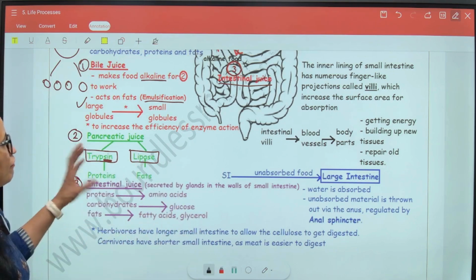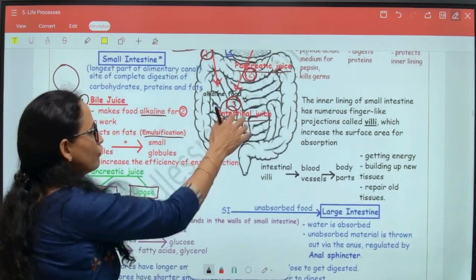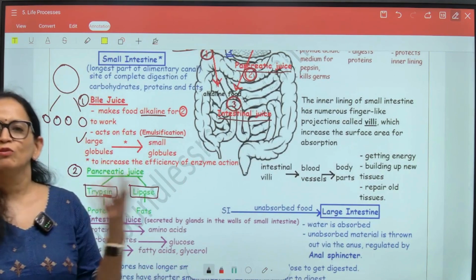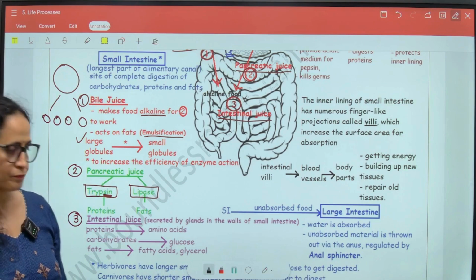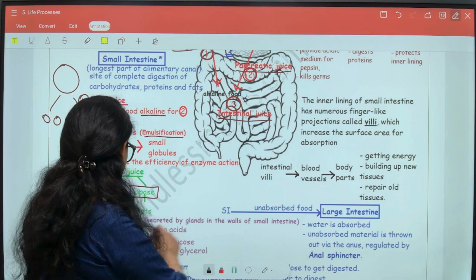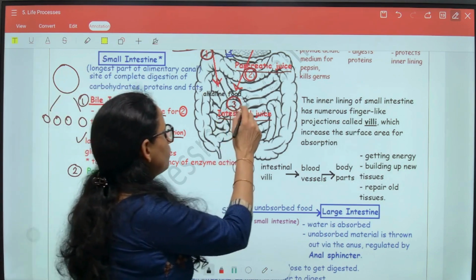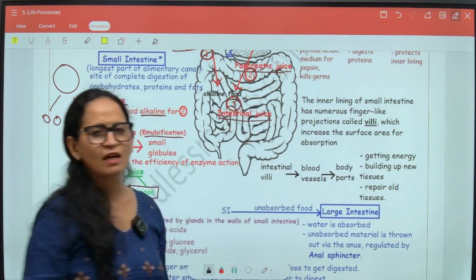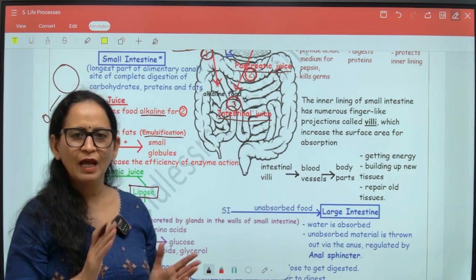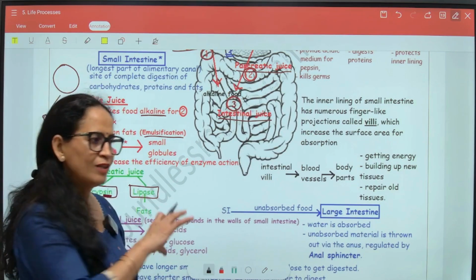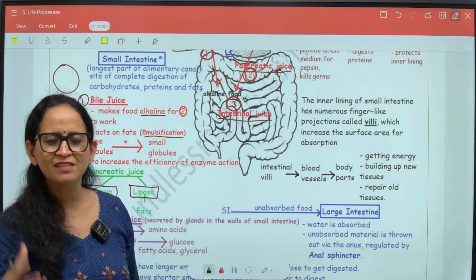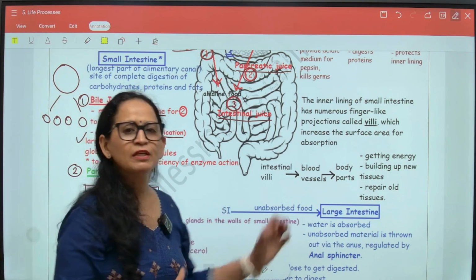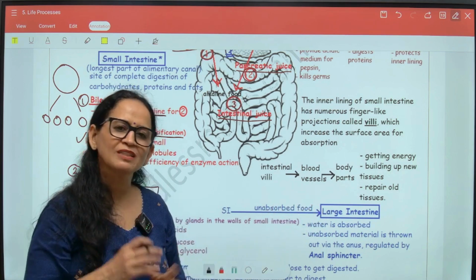And these simpler forms are then absorbed from the small intestine into our bloodstream, because the intention is eventually to transport all these nutrients to the entire body. So these simpler forms of foods are absorbed from the small intestine into the bloodstream, and the lining of the small intestine for this has numerous villi. Villi are finger-like projections on the lining of the small intestine that increase the surface area for absorption, and these are lined with heavy network of blood vessels so that absorption can take place effectively.